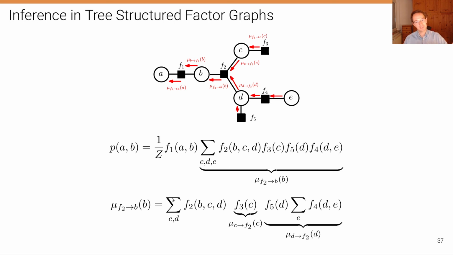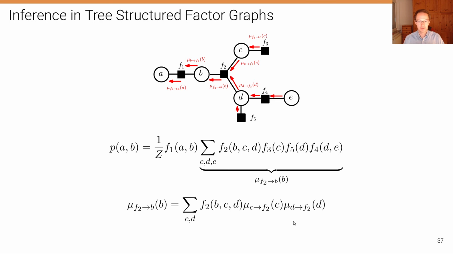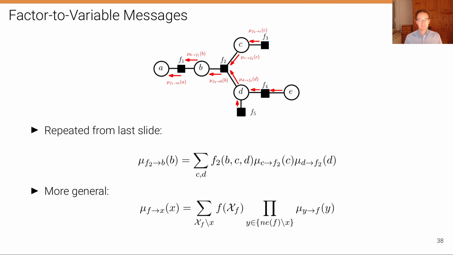So we take a summation over the entire state space except of the variable that we're sending to, just C and D, we're summing over. But all combinations, in this case, this would be 4 terms, because if we have binary variables, we have 4 possibilities for C and D. And we do this for the factor multiplied with the incoming messages. So this is repeated from the last slide here.